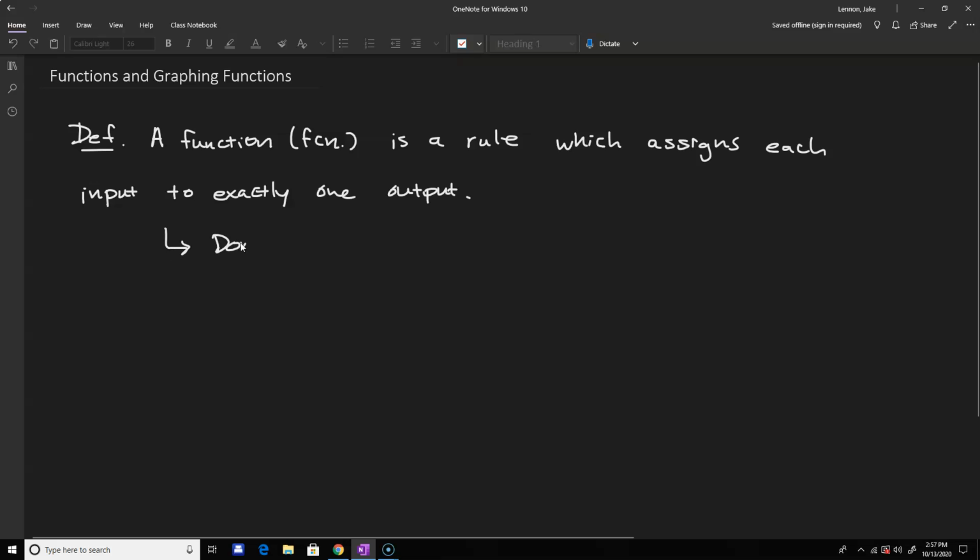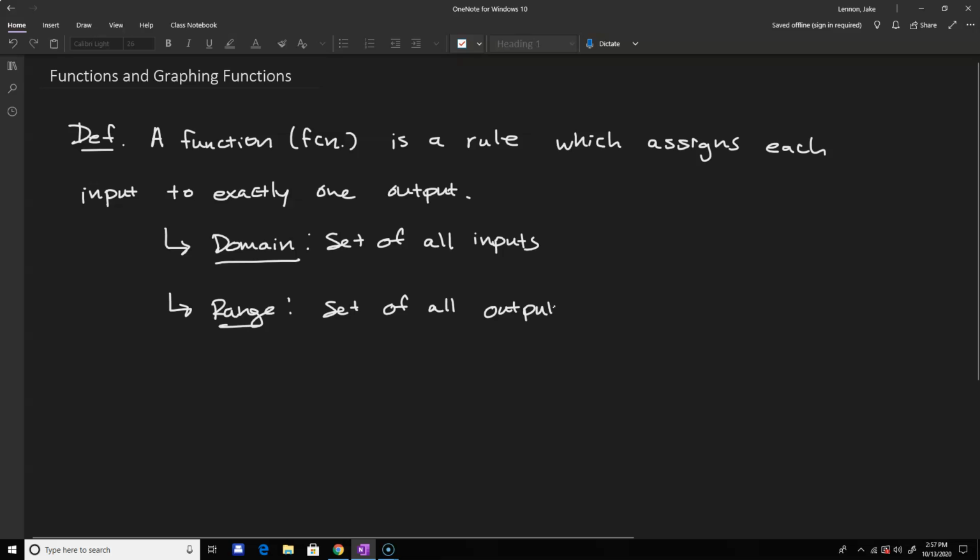So the domain is just a list or a set of all the inputs, whereas the range is the set of all the outputs.